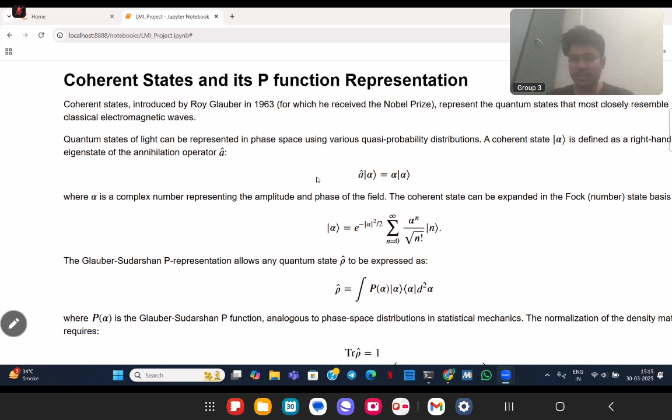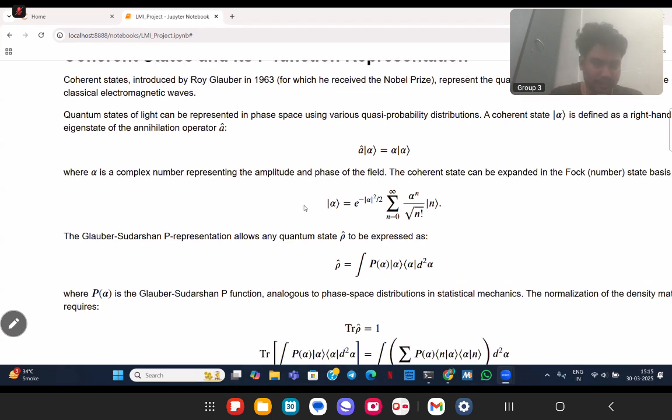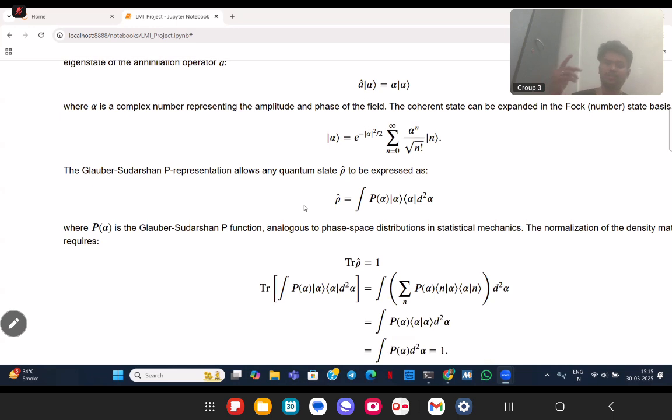We can expand this state in terms of the photon number states. As we can see in the next line, |alpha> is equal to e to the power minus |alpha| square by 2, summation over all the photon states.